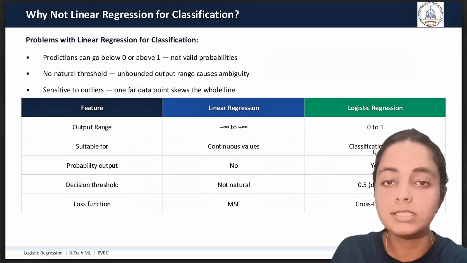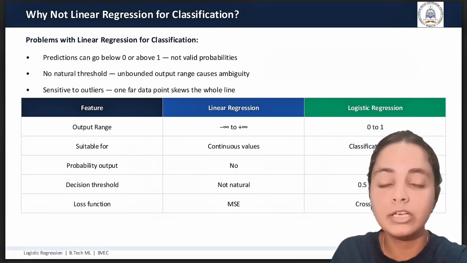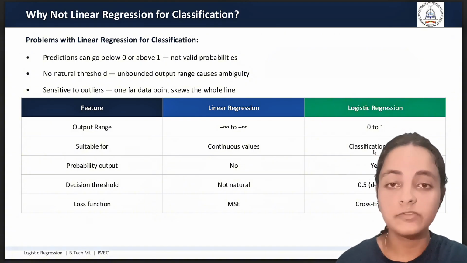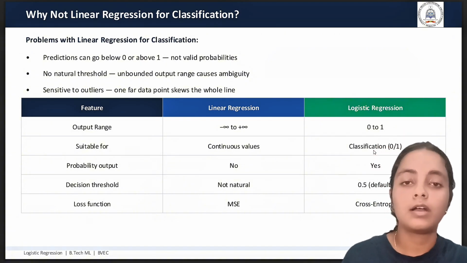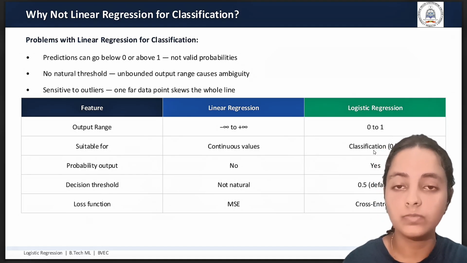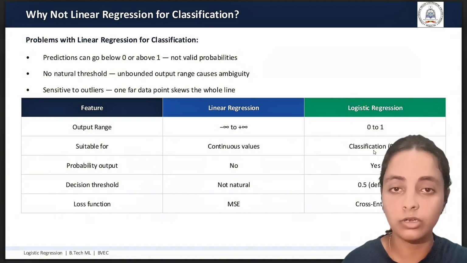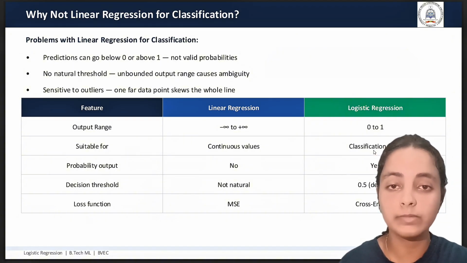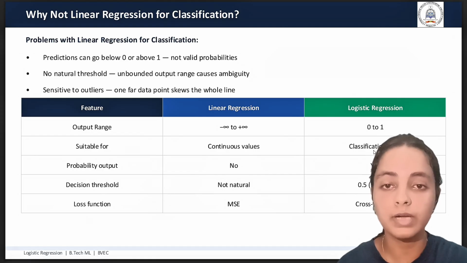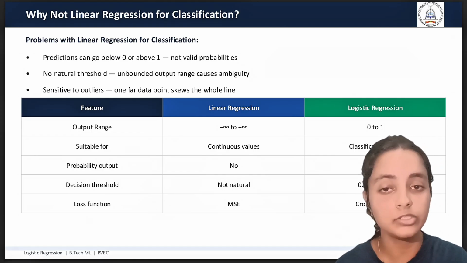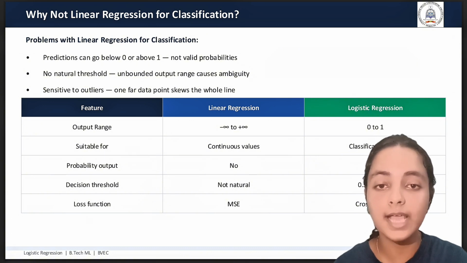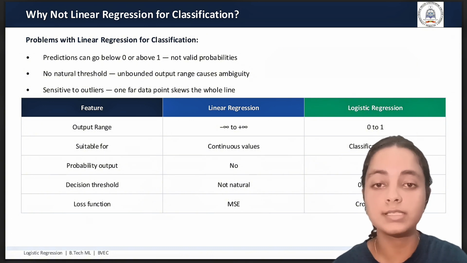Now the question is, why do we not use linear regression for classification problems? The reason is very simple. Linear regression can generate output values below 0 or above 1 which are not suitable as probability values. It also does not provide a proper decision boundary for classification. Another issue is that it is sensitive to outliers. It means a single extreme value can affect the entire prediction line.